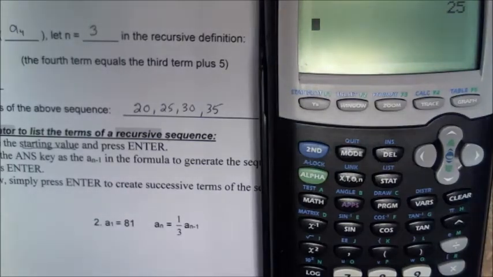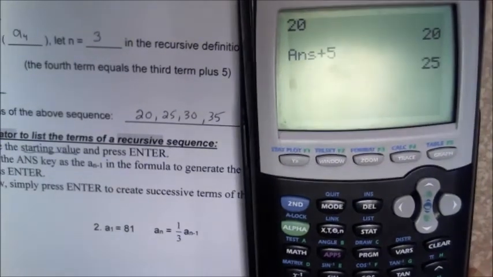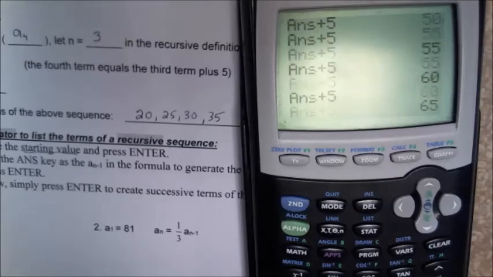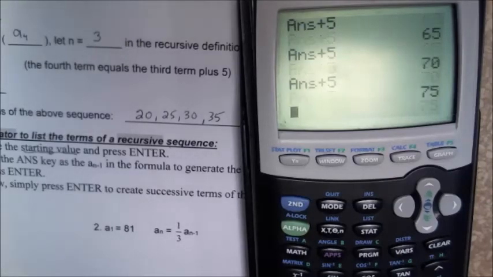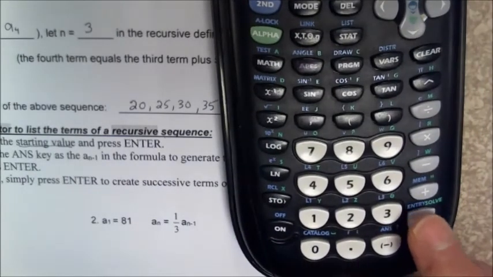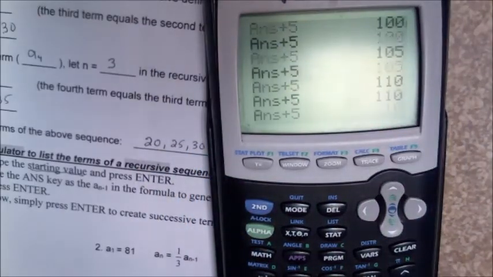And then you can just keep pressing enter to get to the next term, and you can press it as many times as you want. I'm not doing anything except pressing enter, and pressing enter, and keep pressing enter, and you'll get that.